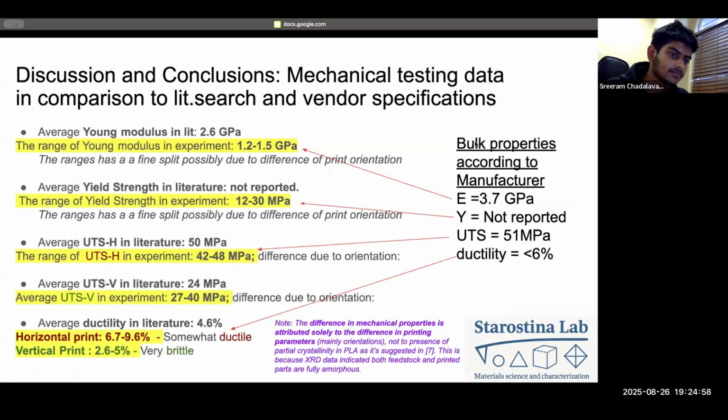For the mechanical testing data, the horizontal ultimate tensile strength mostly compares with what the manufacturers report for the bulk properties of PLA. However, it highlights the extreme difference of the ultimate tensile strength in the vertical direction compared to it. We also reported the yield strength of the sample, which not even the manufacturers or currently studied literature would report. And as for the Young's modulus and ductility, it exhibits a fine split due to the difference in print orientations. This is highlighted when you consider how Young's modulus is properly attributed to the base material properties.